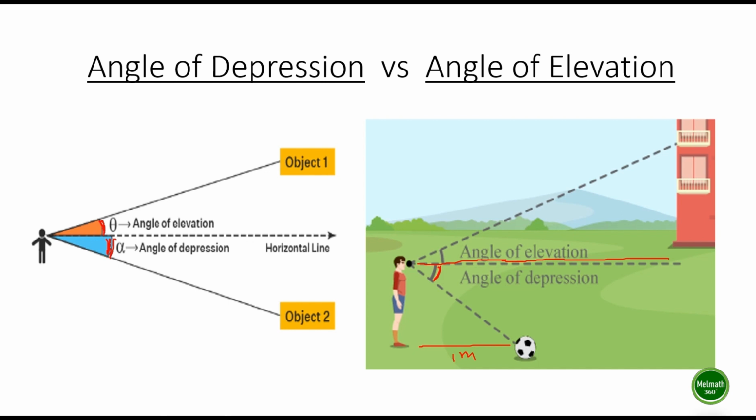Now, let's imagine that you are standing on the ground looking up at the second floor of a building. The angle that is formed when looking up is called the angle of elevation. The angle of elevation is the angle formed by a horizontal line and the line of sight up to an object when the image of an object is located above the horizontal line.